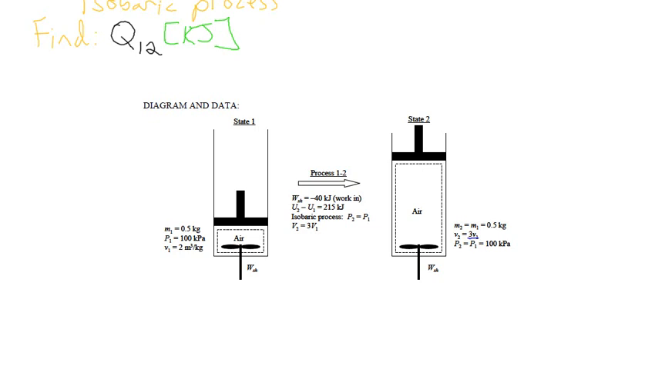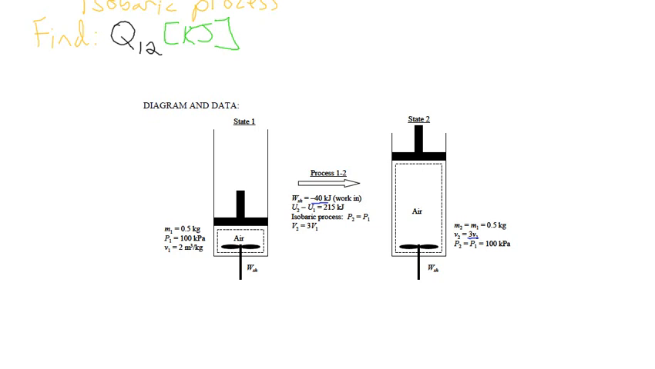We have shaft work. Now remember, due to our nomenclature, work in is negative, so this shaft work, the work is coming into the system, so we've designated that a negative 40 kilojoules. We don't know the internal energy at each state, but we do know the change in the internal energy is going to be 215 kilojoules. And that's about it. Okay.